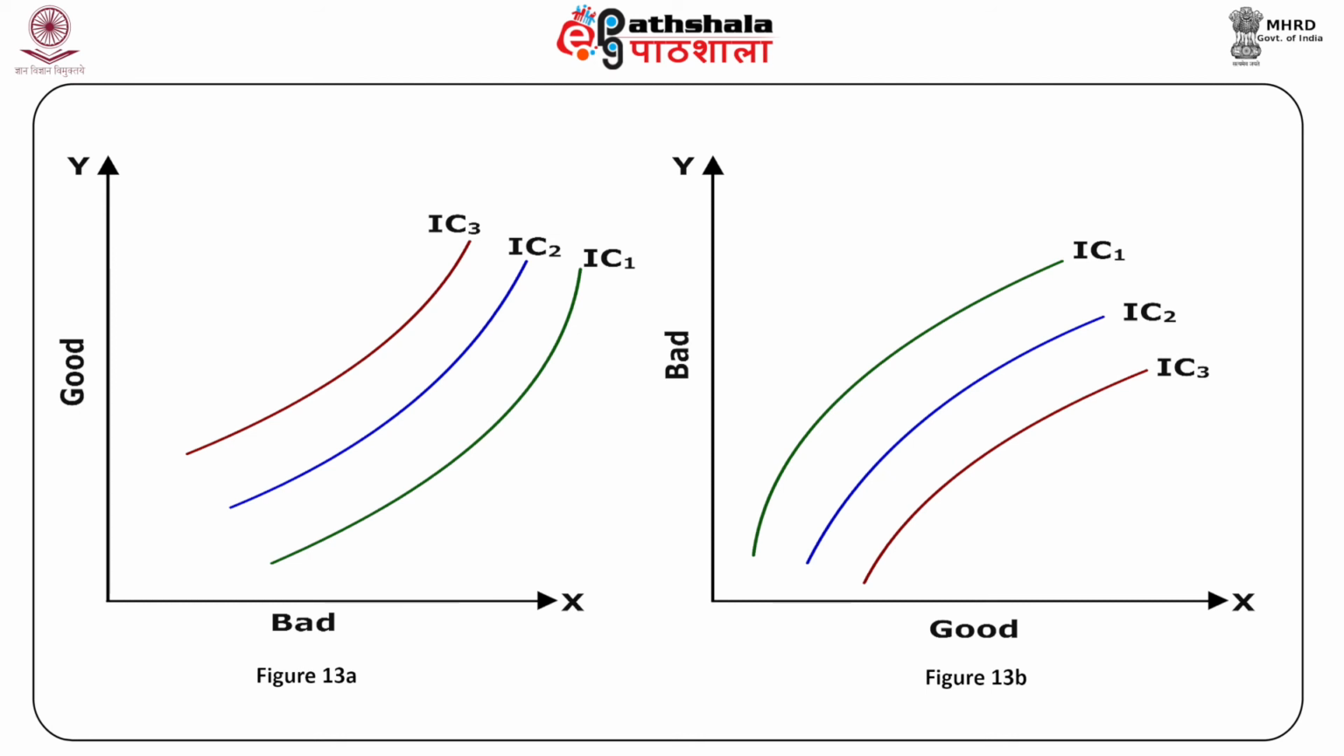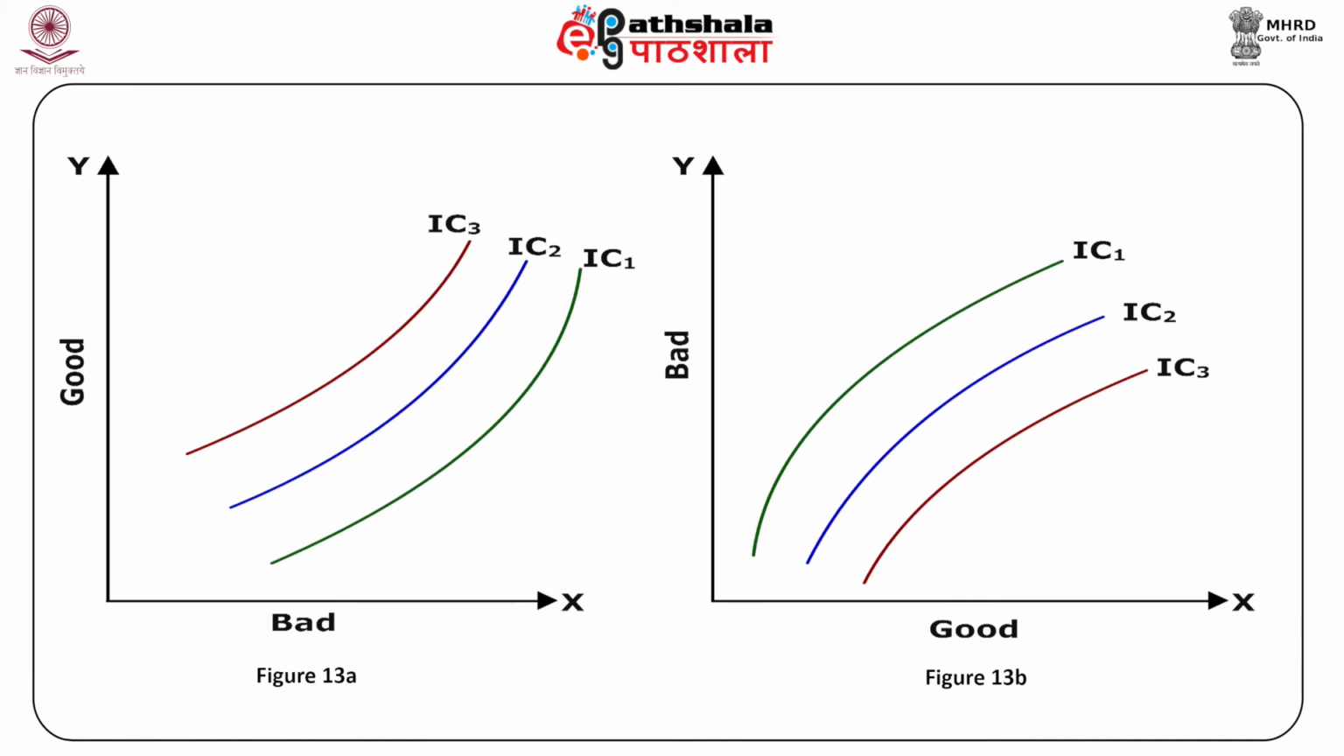This is because a movement towards the right along the indifference curve reduces the consumer's satisfaction level due to increased consumption of bad, and therefore to keep his satisfaction level constant, the amount of good has to be increased. Thus, the direction of the preference in this case is upward to the left, figure 13a.